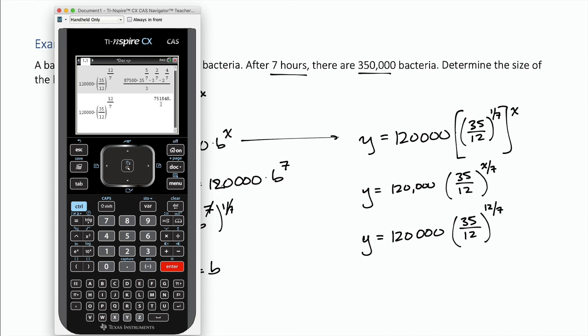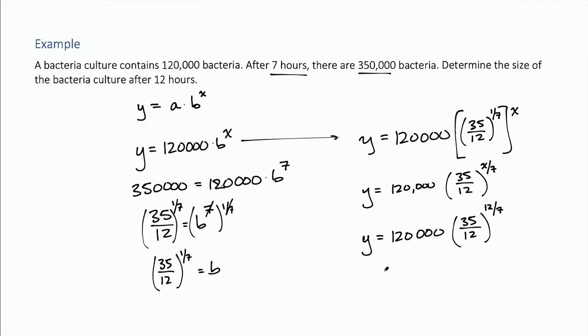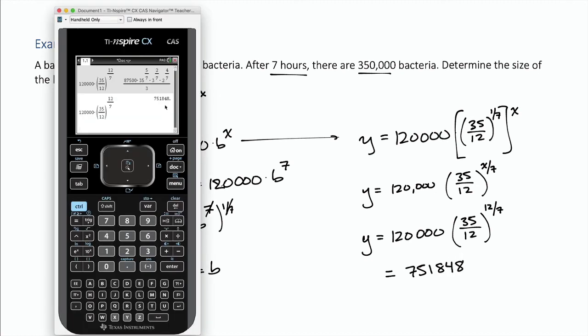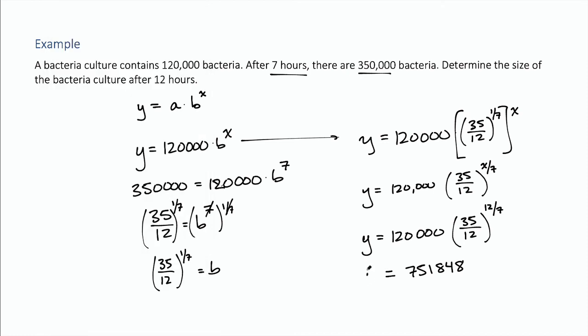So we have 751,848. And that's going to be our population, or our bacteria size, for this culture after the 12 hours.